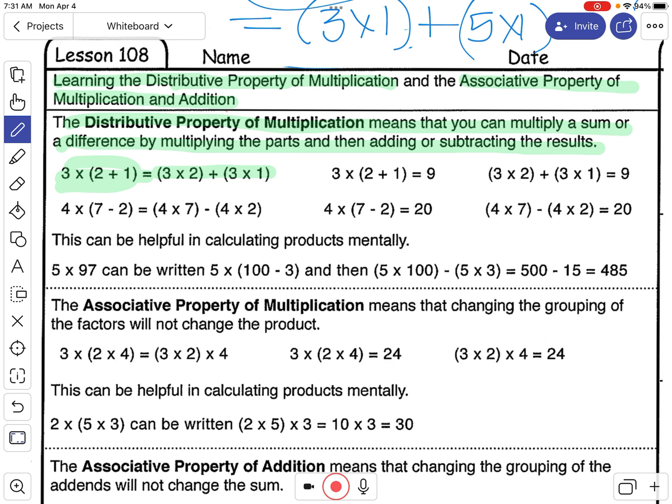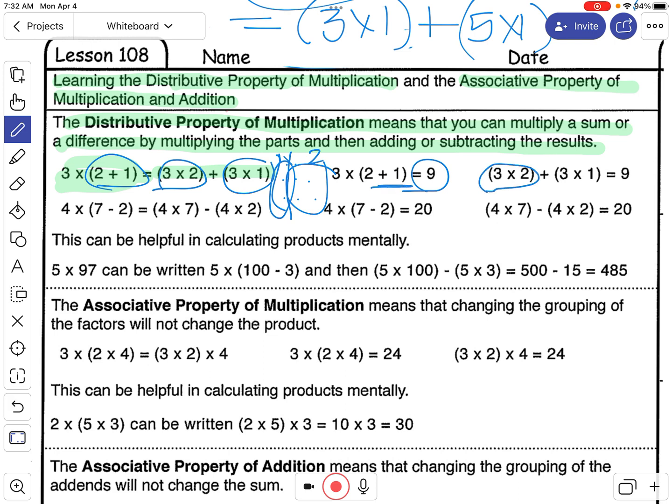Let's say we've got 1, 2, 3, and then 3, and then 3. I'm splitting these 3 up into 2 plus 1. So I've got 1 here and 2 there, and all of it's getting multiplied by 3, right? So 3 times 2, which is that part right there, and 3 times 1, which is that part right there. Okay, and 3 times 2 plus 1 is equal to 9, because 2 plus 1 is 3. 3 times 3 is 9.